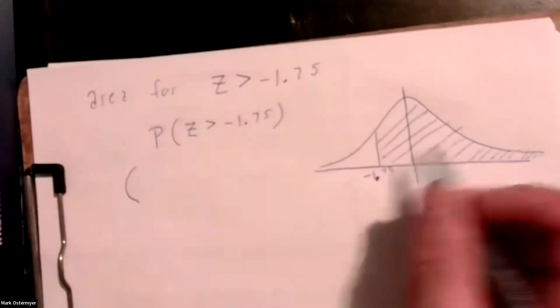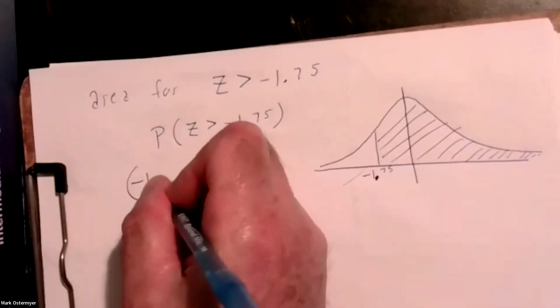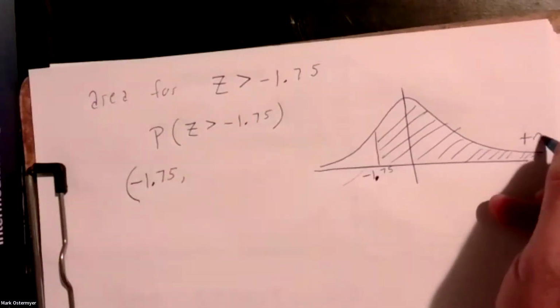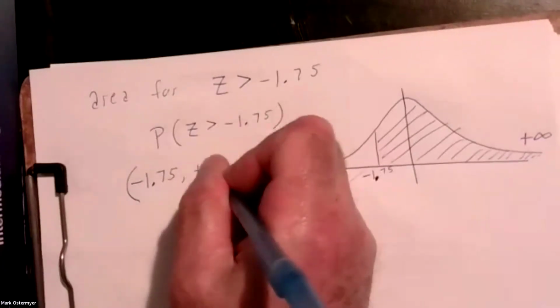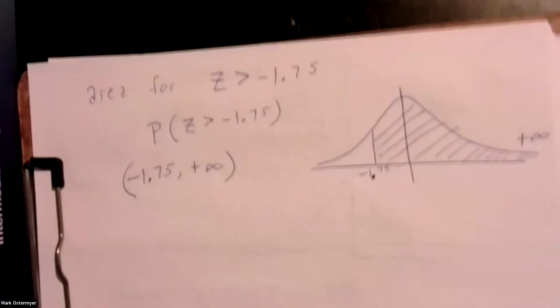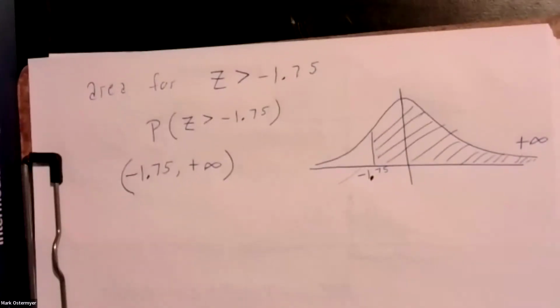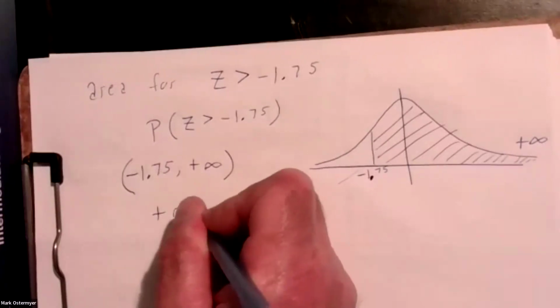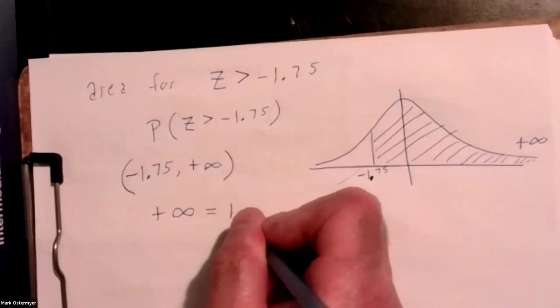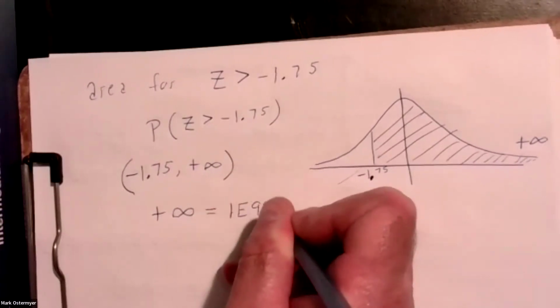Well, the lower endpoint of this interval is negative 1.75. The upper endpoint of this interval, ladies and gentlemen, is called positive infinity. Now, we don't have positive infinity to type in for the upper endpoint of this interval. And because of that, this application says that for positive infinity, you are to type in 1e99.